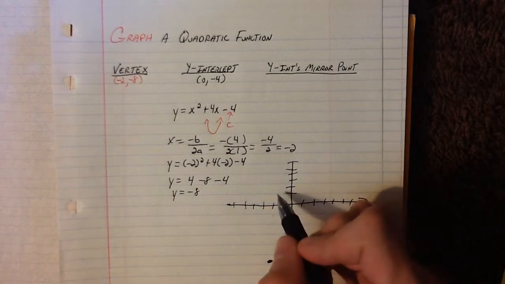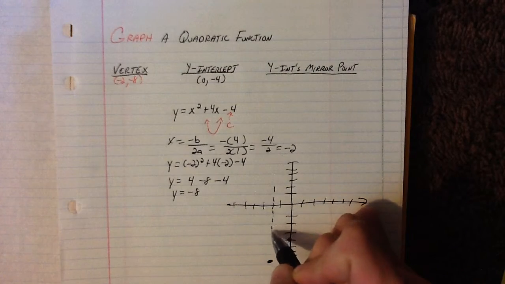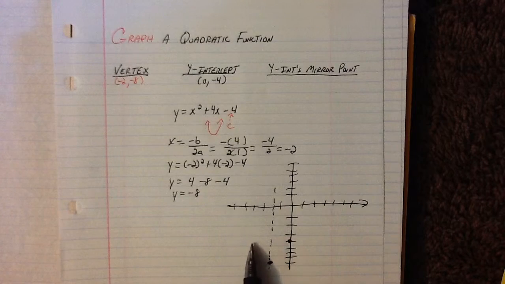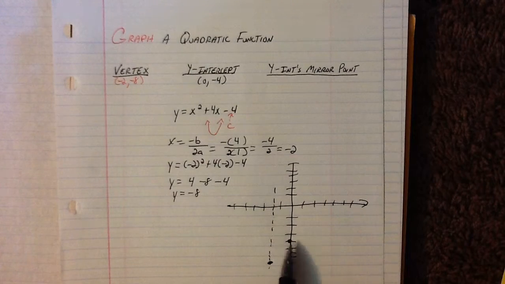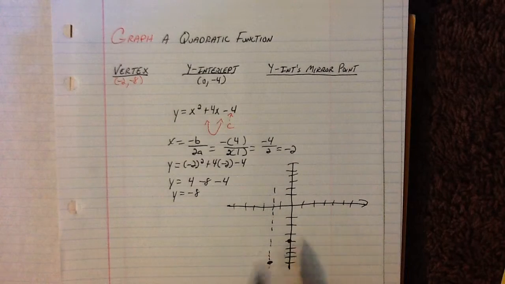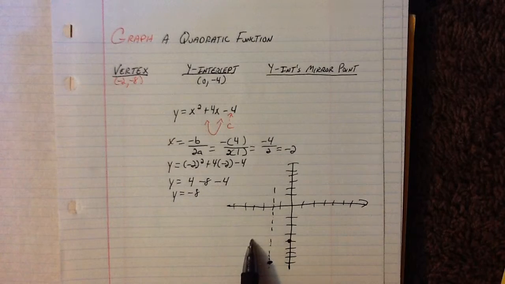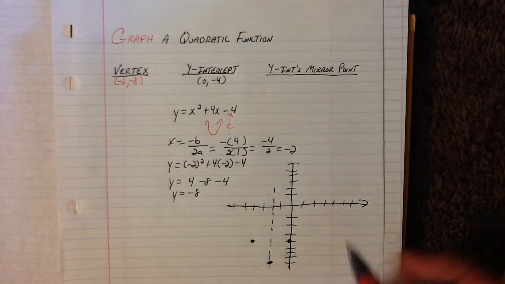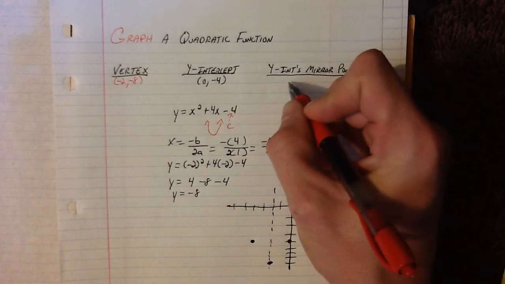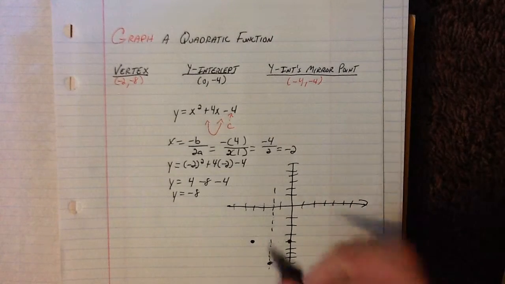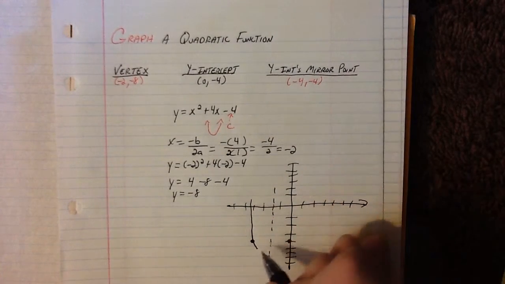Now if you can imagine the axis of symmetry going right through our vertex, the y-intercept is going to have a mirror point on the other side, the exact same distance away that the y-intercept itself is. The y-intercept is 2 spaces away to its right, so there's going to be its mirror point 2 spaces away to its left. That would be the point negative 4, negative 4. And this gives me a pretty general idea of what the parabola looks like.